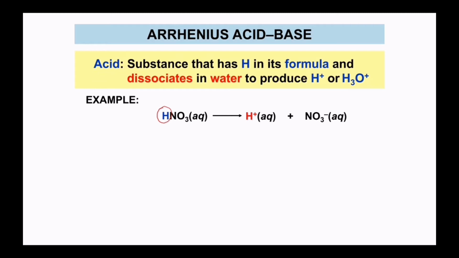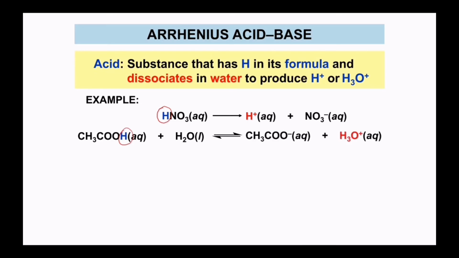Next, we move on to the next example. We have CH3COOH and it has hydrogen in its chemical formula. It's going to dissociate or react with water to produce CH3COO- ions and also H3O plus ions. So based on these two examples, we can see that both of these substances dissociate in water to produce H plus ions and also H3O plus ions. That makes those substances become acid.